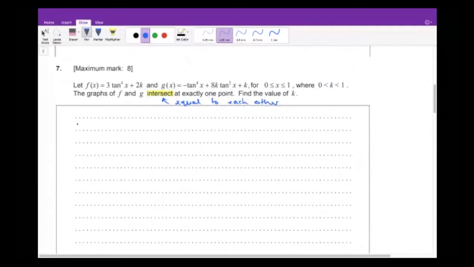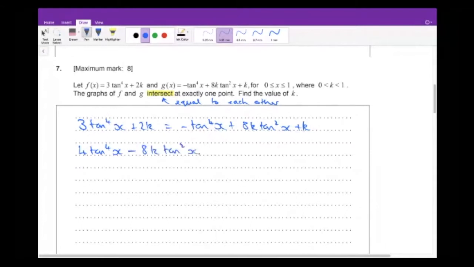So we get 3 tan to the 4x plus 2k equals minus tan to the 4x plus 8k tan squared x plus k. Okay. Now let's rearrange it, put it all on one side, because we always do that. If something is equal to 0, we can factorize and solve. So we get 4 tan to the 4x minus 8k tan squared x plus 2k minus another k, so that's going to be plus k equals 0.